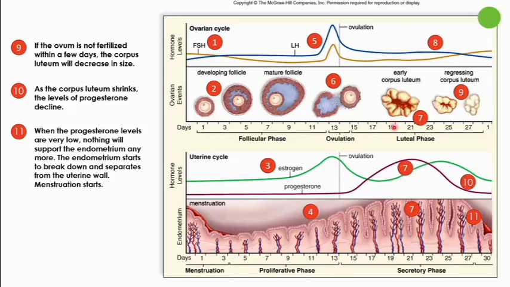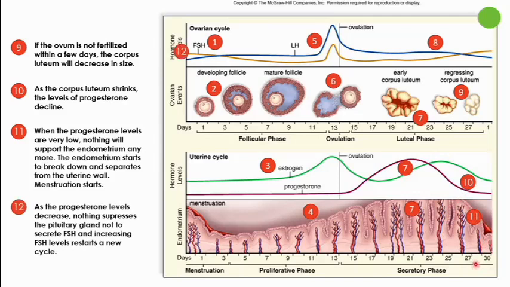Then at point 11, we see that due to that drop in progesterone, there's no longer a hormone that is maintaining the wall of the endometrium. So eventually, due to that lack of progesterone, the endometrium will start to break down, and that will eventually separate from the wall, and that is the starting point of your menstrual event. So menstruation will then start.